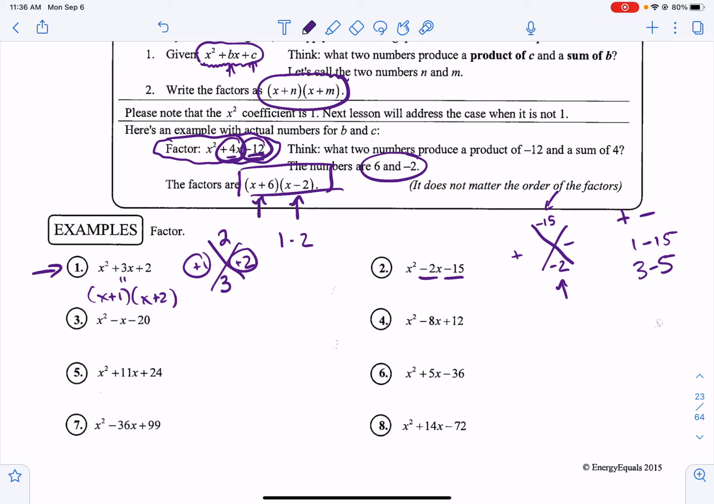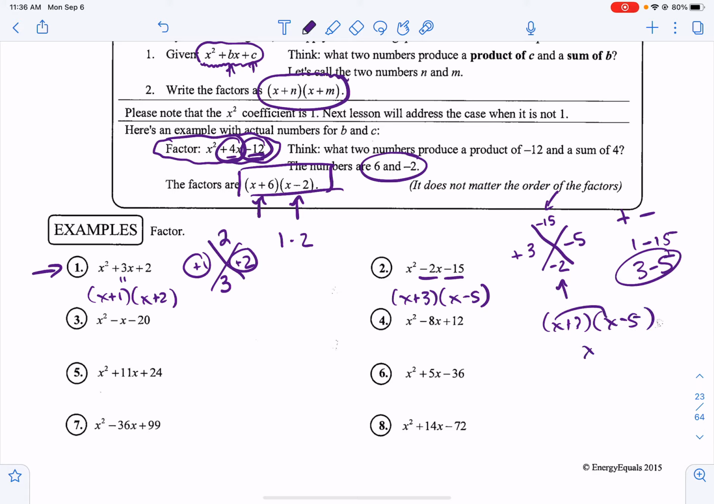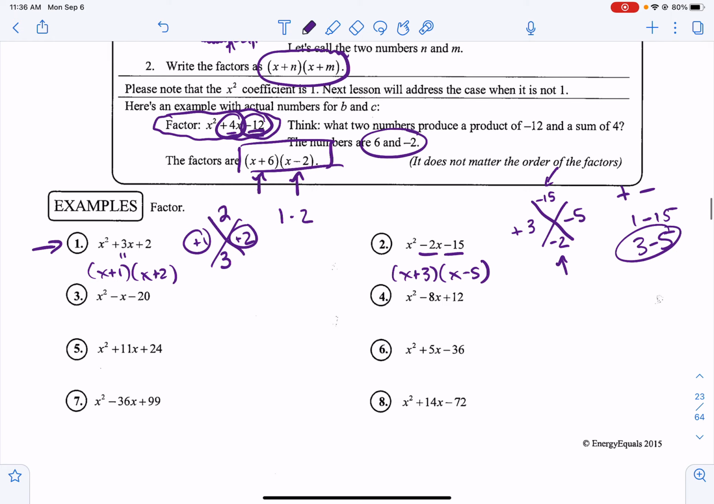So 3 and 5, those work. My 3 would be the positive, and my 5 would be the negative. So my answer becomes x plus 3 and x minus 5. And if I wasn't sure, I could write this out and multiply them together. I could do x times x, and I could go through all of that and make sure that I end up back where I started. You're welcome to do that to check your work. I'm not going to take the time to do that on a video because that's a lot for you to sit through when I already know that they're correct. So you can double check your work that way.